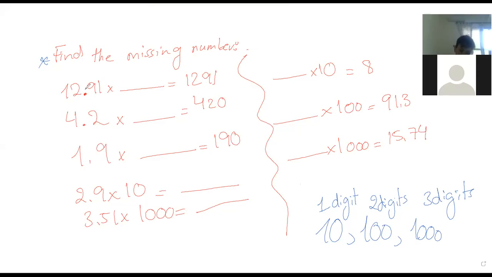Yes, teacher. Look at the first one. The point was between 2 and 9. It becomes where? If it's hidden, so where should I put the point? At the end. Bravo. The point was between 2 and 9. It becomes at the end. So how many digits did we move the point? One? Count them in a correct way, Muhammad. Two digits. So we have to multiply by 100.